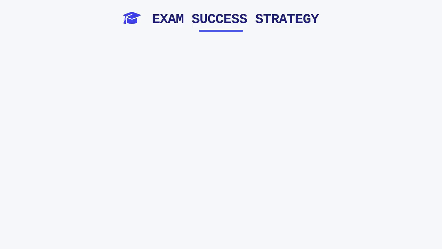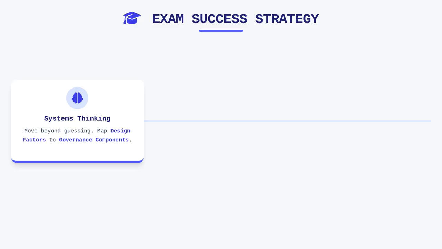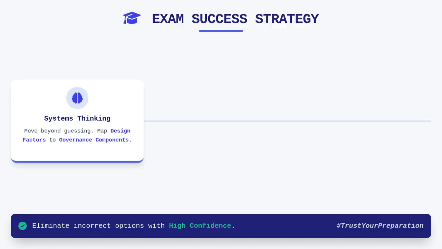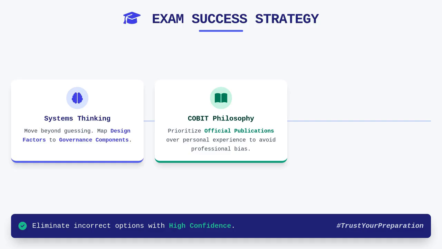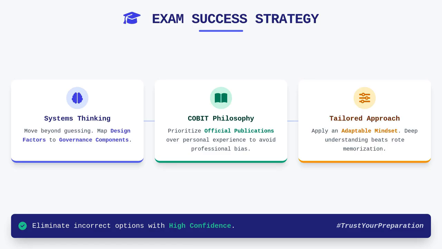Successful navigation of this exam is not about guessing. It is about applying a structured, systems-thinking mindset to the governance challenges presented in the questions. By internalizing the relationship between design factors and the components of the governance system, you can eliminate incorrect options with high confidence. Remember that every correct answer is a reflection of the COBIT 2019 framework philosophy, which emphasizes a tailored, adaptable approach to governance.